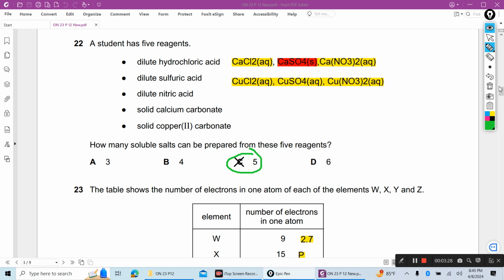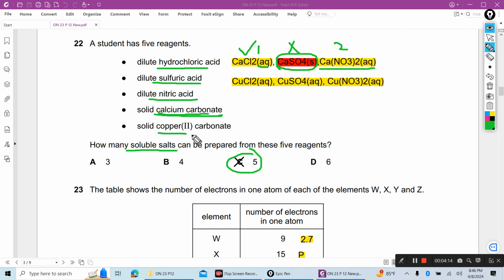Now how do you see this? First, calcium carbonate reacts with hydrochloric acid to produce calcium chloride. Calcium chloride is aqueous, a soluble salt. Number 1. Calcium carbonate reacts with dilute sulfuric acid. Calcium sulfate is formed. Calcium sulfate is insoluble, so this is not a soluble salt. Now calcium carbonate reacts with dilute nitric acid. Calcium nitrate, a soluble salt, is formed. Salt number 2.